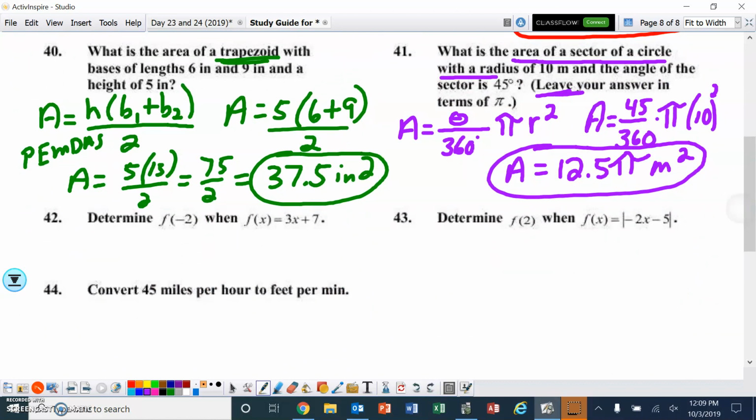Number 42. Determine f of negative 2 when f of x equals 3x plus 7. So all we're going to do, ladies and gentlemen, is replace the x with a negative 2, and we're going to solve it. So 3 times negative 2 is negative 6 plus 7, so the answer is 1.